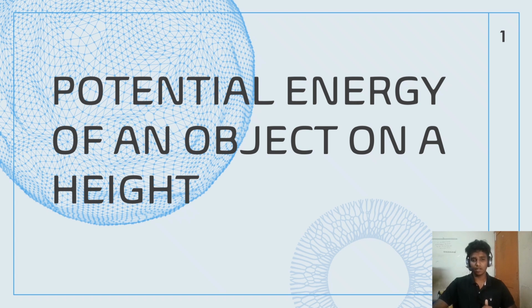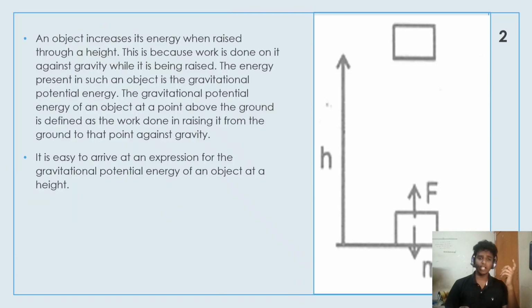Let's start our session. An object increases its energy when raised through a height. It says that when an object which is at rest is being raised through a height, its energy increases. How does that make sense? And why does the energy change?